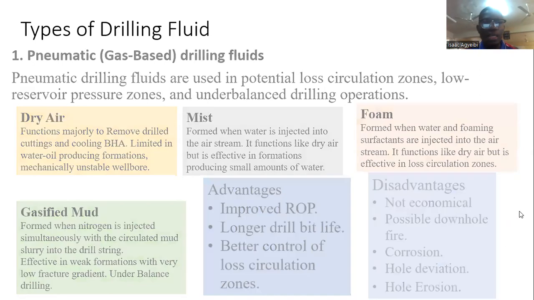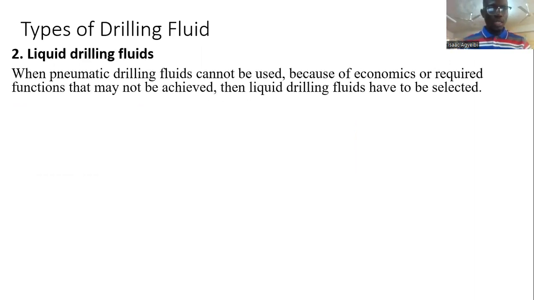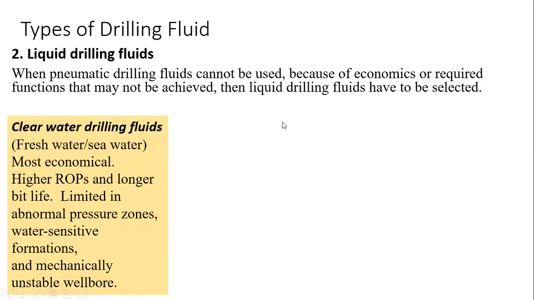Now let's look at the second type of drilling fluid: the liquid drilling fluids. We said that when pneumatic drilling fluids cannot be used, because of economics or other factors, then we have to go in for liquid drilling fluids. And then we have types of liquid drilling fluid. We have the clear water drilling fluid. In preparing this kind of drilling fluid, you have to use either fresh water or seawater.